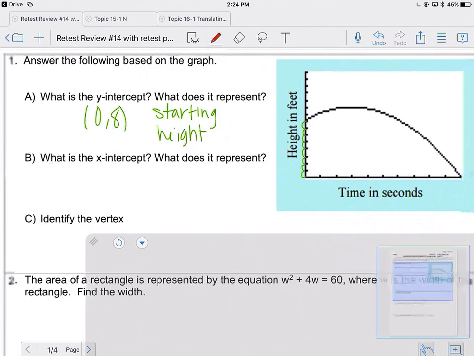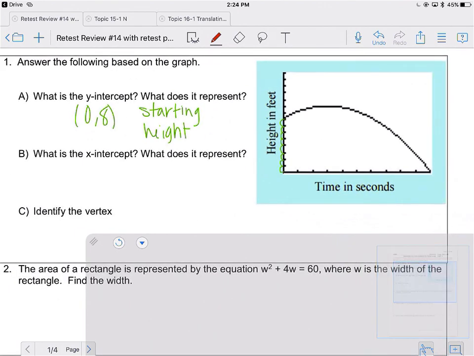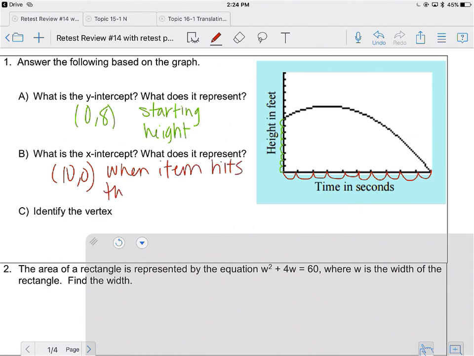And then my x-intercept would be at 1, 2, 3, 4, 5, 6, 7, 8, 9, 10. So 10, 0. And this would represent, I'm guessing something's being thrown here. So when the item hits the ground.